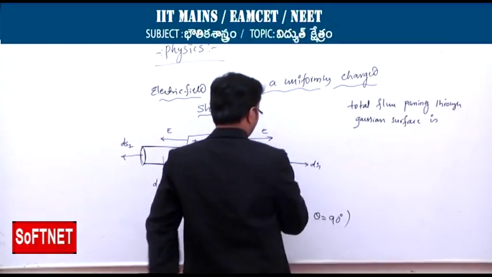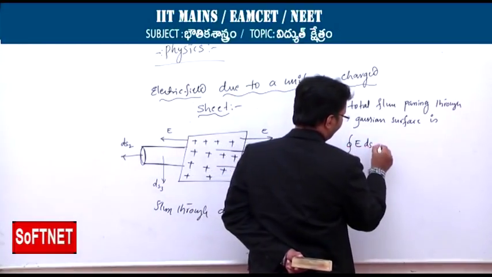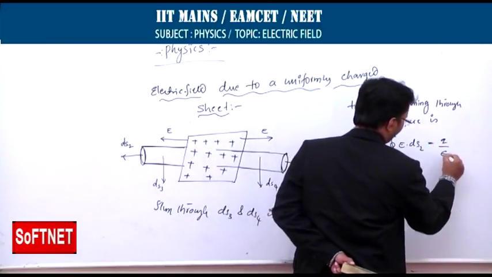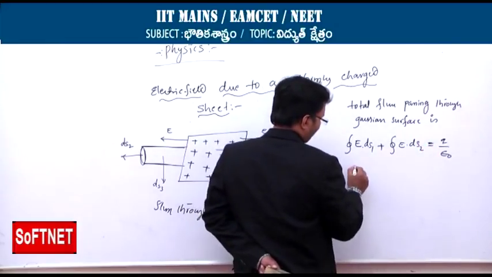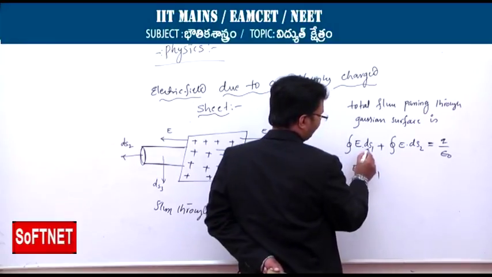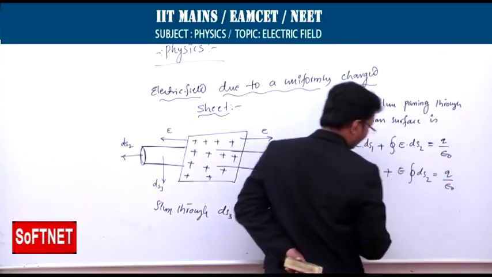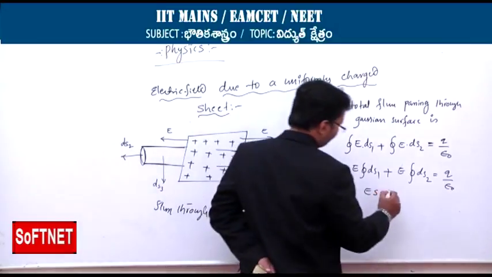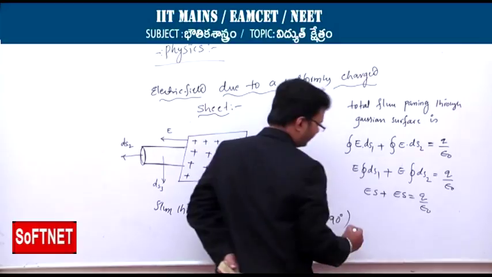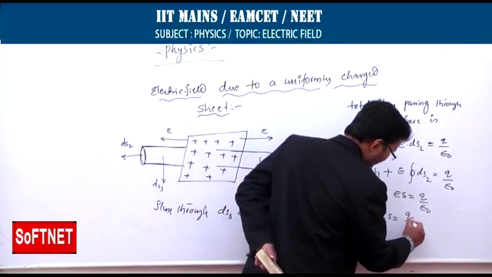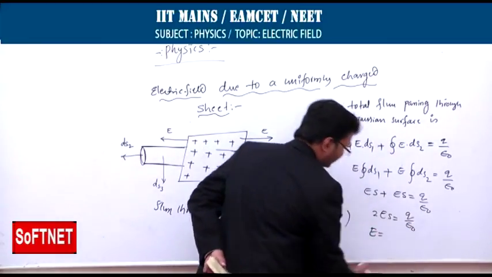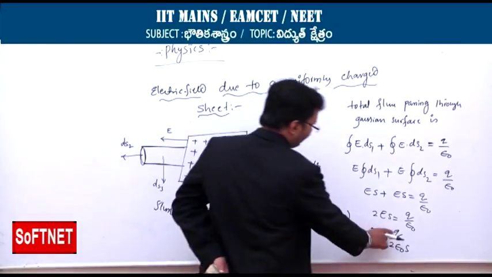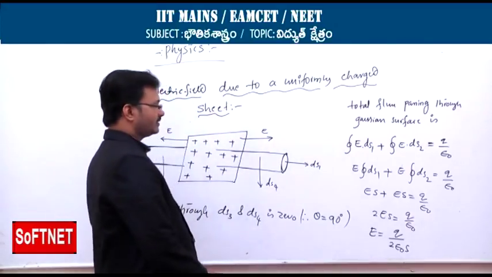What can we write? Integral E.dS1 plus integral E.dS2 equals q by epsilon naught. Here for ds1 and ds2 theta is 0 degrees, which equals q by epsilon naught. Now the surface area I am taking as S, and this is also S. So ES plus ES equals q by epsilon naught, that is 2ES equals q by epsilon naught. Now E equals q by 2 epsilon naught into S. Here q by S is the surface charge density.